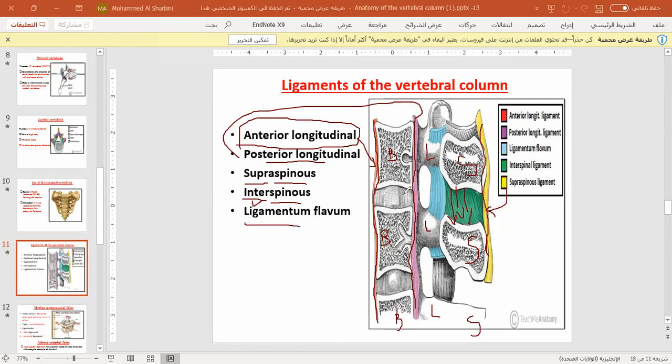And finally here, you will find the lamina connecting to the lamina below. This ligament, which connects the laminae, is named ligamentum flavum or interlaminar ligament. Very important: ligamentum flavum connects the laminae together.